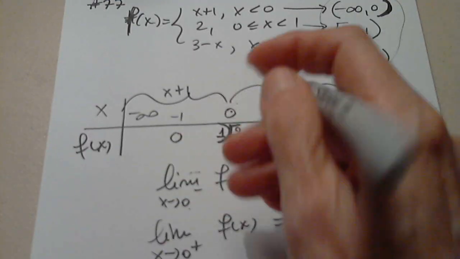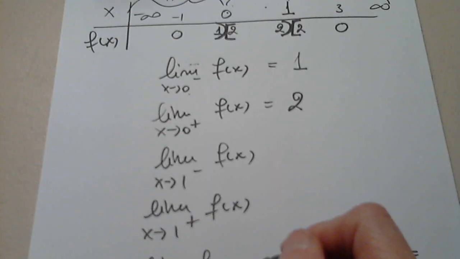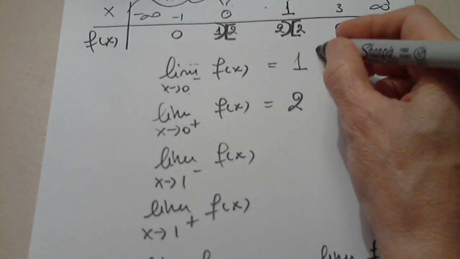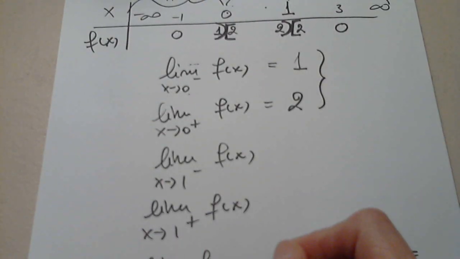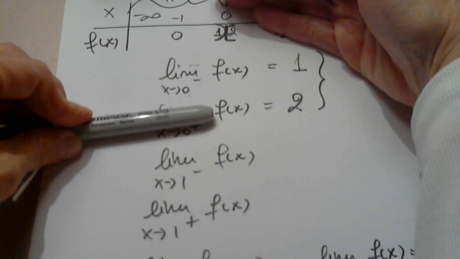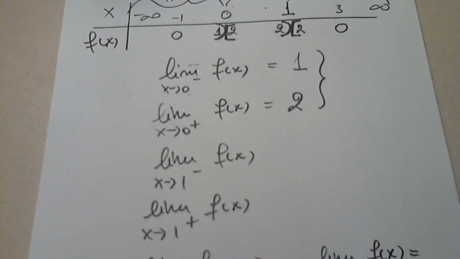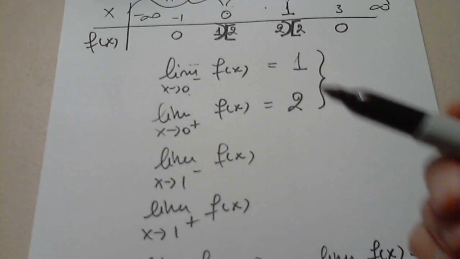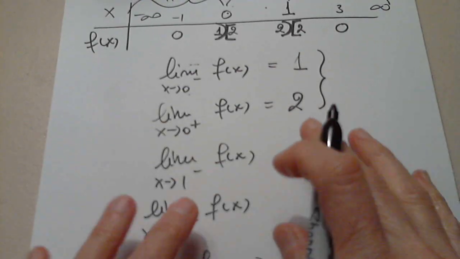What will you say about the limit as x approaches 0 from either side? DNE. Indeed. I have no number. I have to have a unique number. I don't. The left-hand side goes to 1, the right-hand side goes to 2. I cannot have a number here. They are not equal. Good.